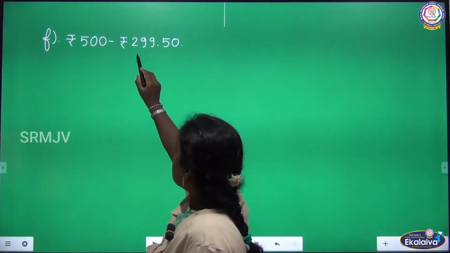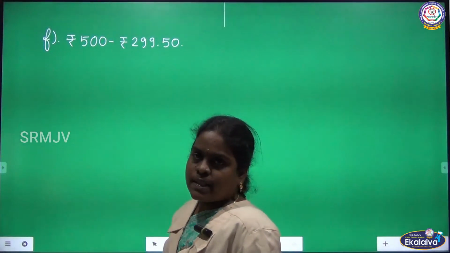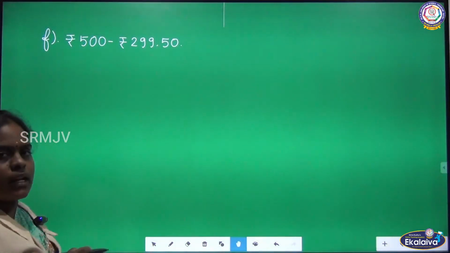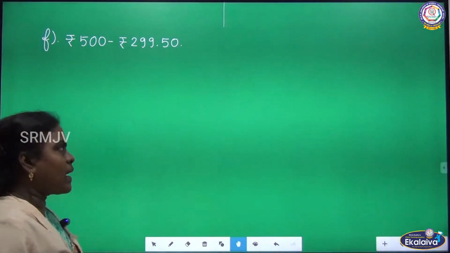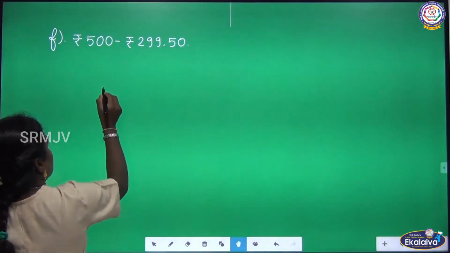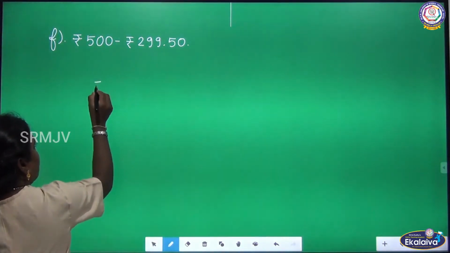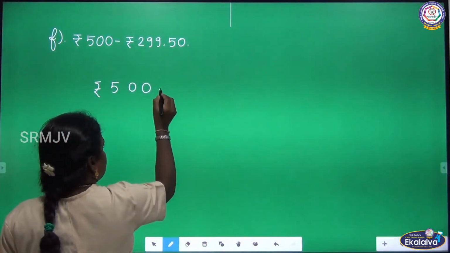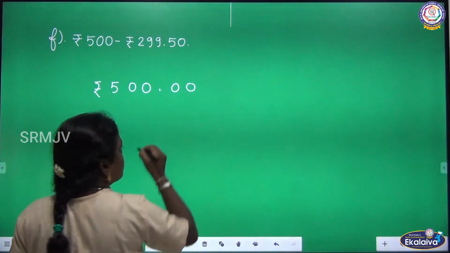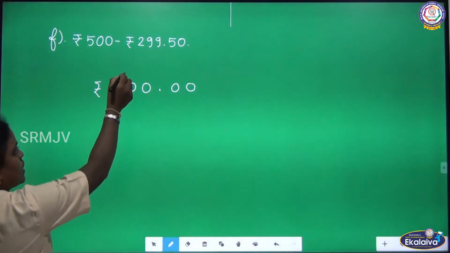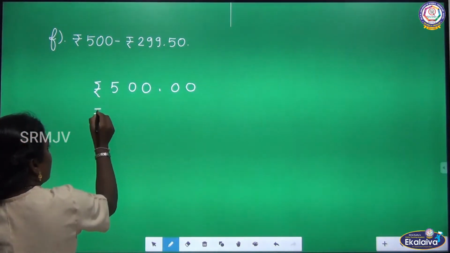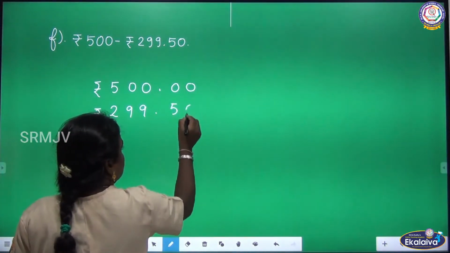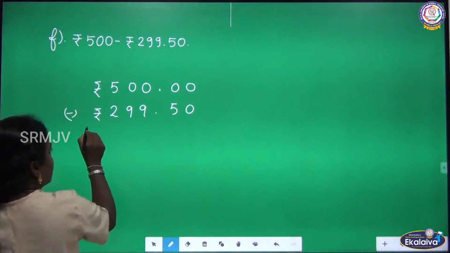₹500 minus 299 rupees and 50 paise. So here the first number has only the rupees. There are no paise. So we are going to add 2 zeros in the paise column. 500, decimal point, add 2 zeros. And look at the next amount. It is 299 rupees and 50 paise. Now let us subtract.